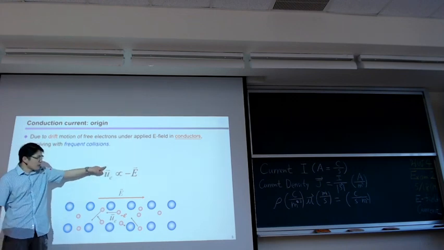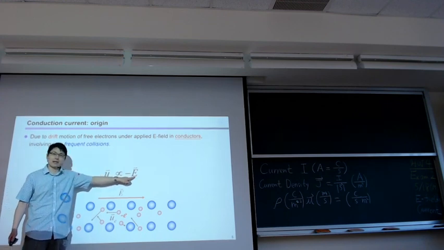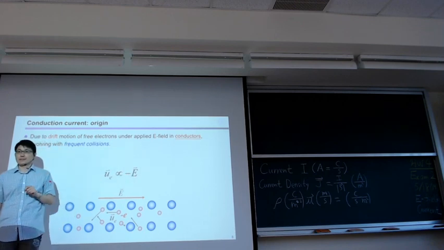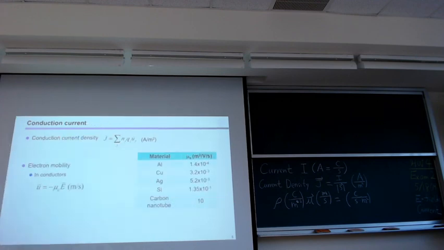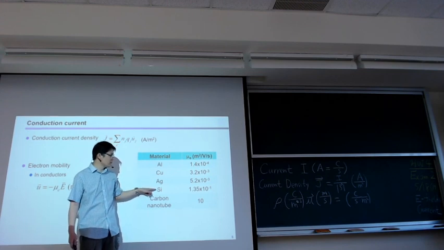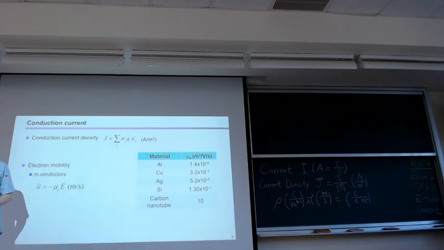So, the drifting velocity of electrons is proportional to your applied field, but in the reverse direction. Okay, so I'm giving you some table for different materials. These are known. Aluminum, copper, silver, silicon, they all have different drift velocities. So these are tabled by this constant, right?